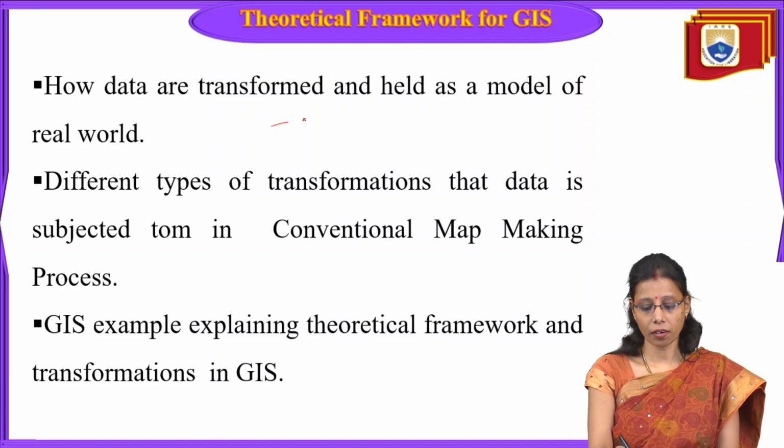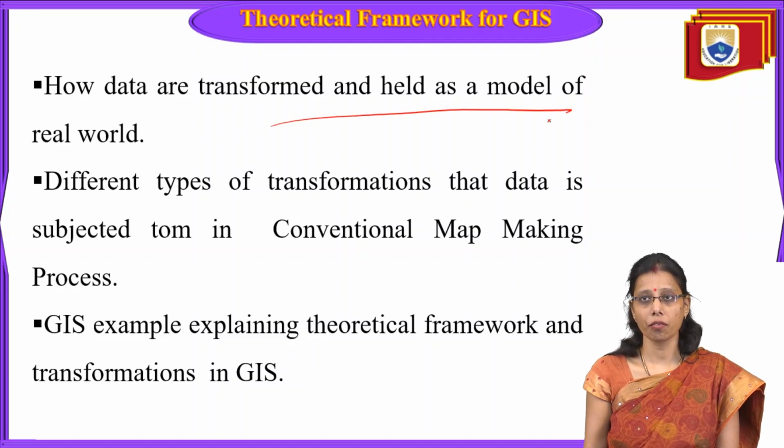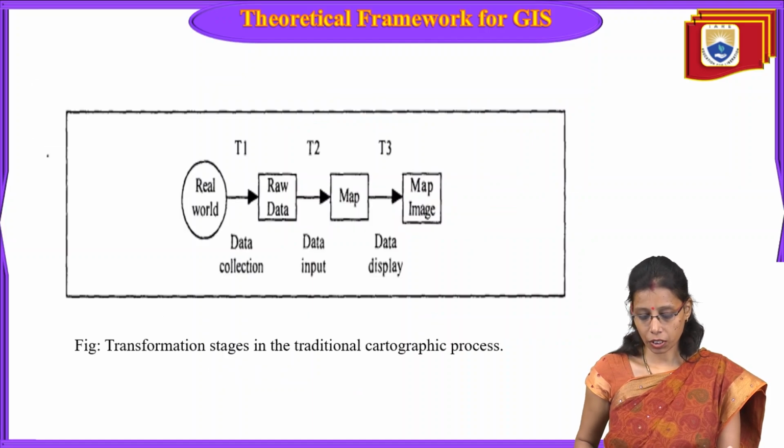So how data are transformed and held as a model of the real world. The different types of transformations that data is subjected to, from the conventional map making process. A GIS example explaining the theoretical framework and transformation in GIS.